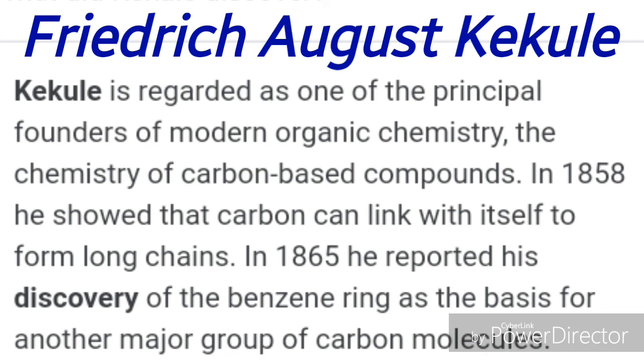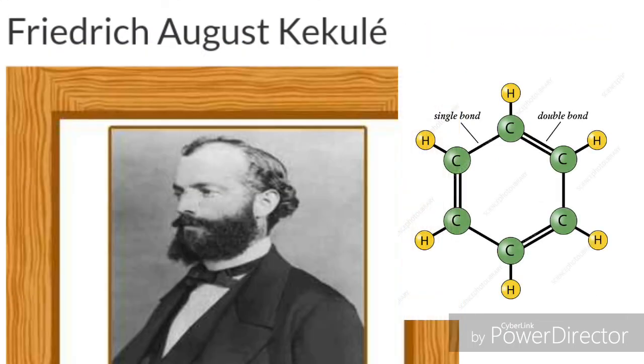Great scientist Frederick Kekule is regarded as one of the principal founders of modern organic chemistry, the chemistry of carbon-based compounds. In 1858, he showed that carbon can link with itself to form long chains. In 1865, he reported his discovery of benzene ring as the basis for another major group of carbon molecules. The biography of Frederick Kekule reveals that he discovered the structure of benzene ring through intuition. Actually, he realized the structure in a dream. It was an important milestone in the history of chemistry.